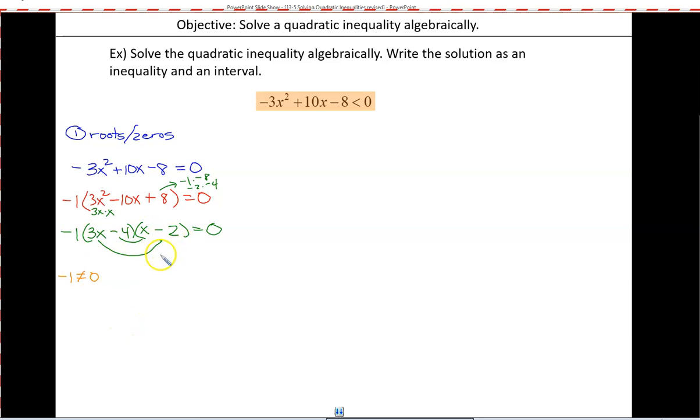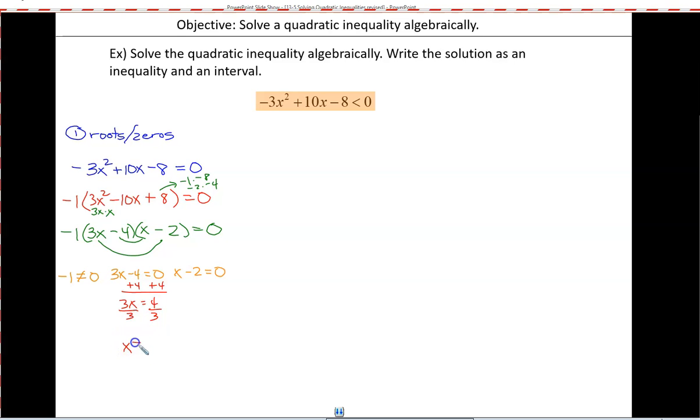But the other two do involve x, so we're going to get the zeros from those. So we have 3x minus 4 equals 0, and x minus 2 equals 0. So once again, with this first one, we have to undo this subtraction first. So adding 4, we get 3x equals 4. Dividing by 3, we get 4/3.